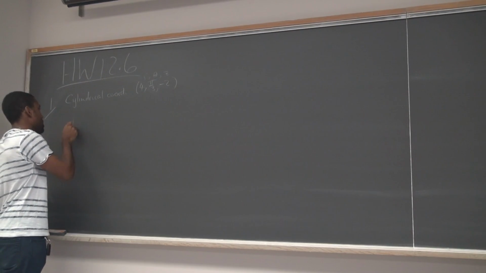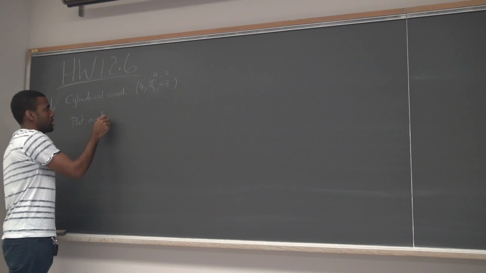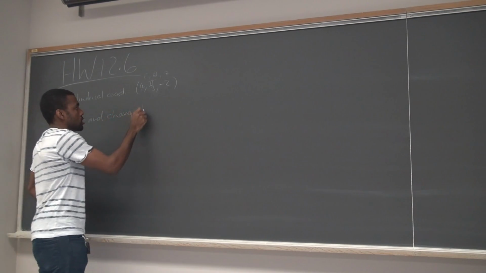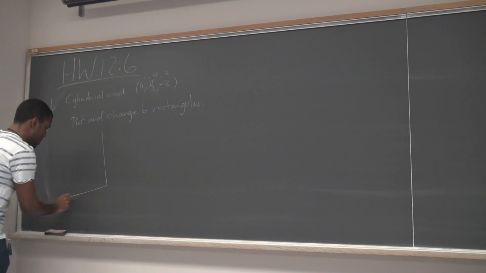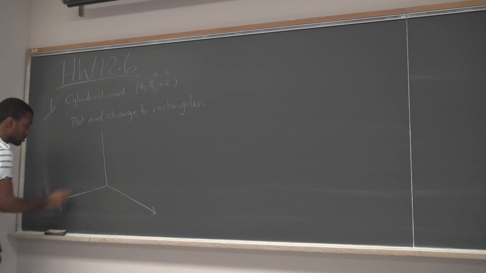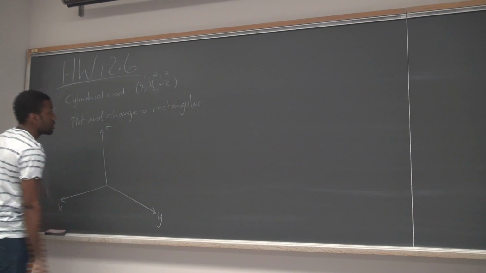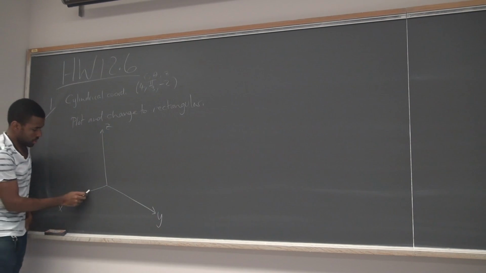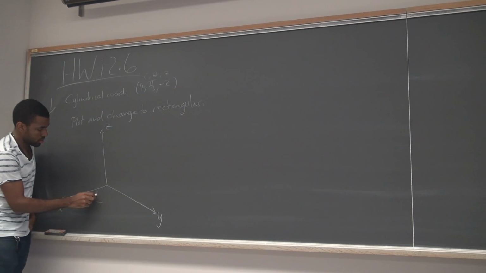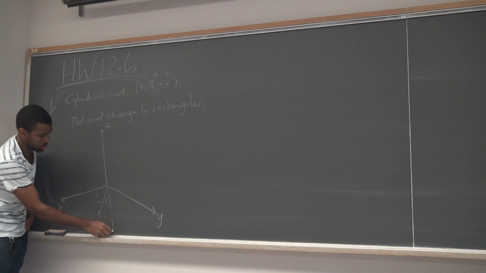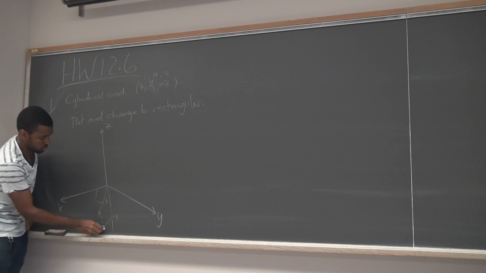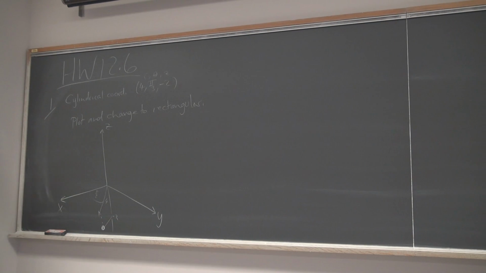Okay, so plot is kind of stupid, and change to rectangular. So in 3 dimensions, in the xy plane, I'm going to have an angle of pi over 3. I'm going to move a distance of 4 units from the origin, and then I'm going to go down 2 on the z-axis. So it looks like that.